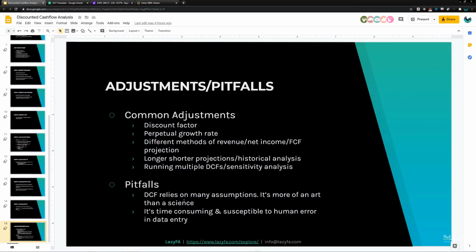So the pitfalls that we've already sort of talked about are that discounted cash flow relies on a lot of assumptions, so it is more of an art than a science. It's also really time consuming, and it's susceptible to human error in the data entry.